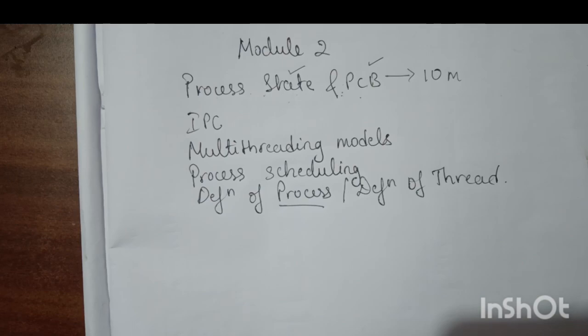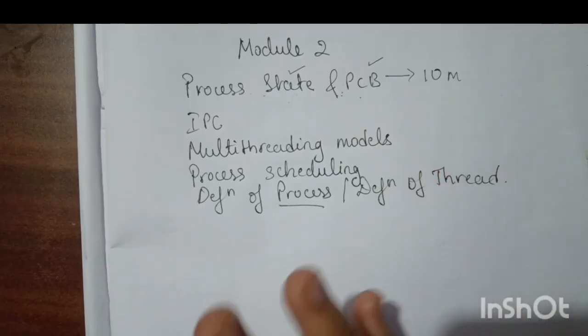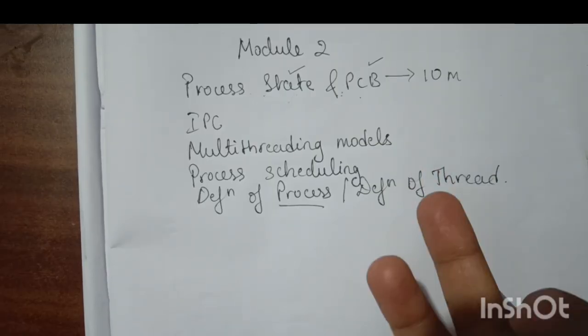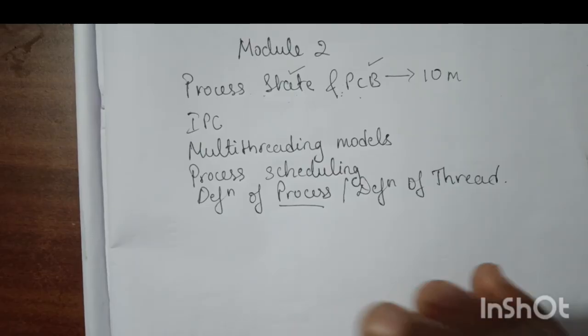So in general, we can say that a program is a passive entity that is stored on a disk, whereas a process is an active entity, because a program becomes a process when an executable file is loaded into the memory. So this is how your process can be defined. You can just write one line here: a program in execution is said to be a process.